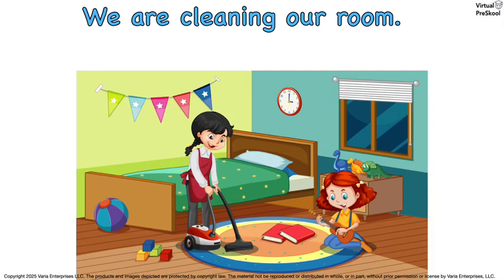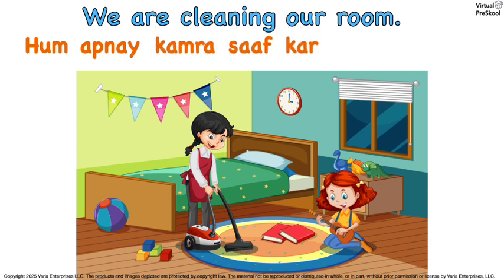Okay, we are cleaning our room. हम अपने कमरा साफ कर रहे हैं. And actually, this one is slightly incorrect. We wouldn't say apne kamra, we would say apna kamra. Hum apna kamra saaf kar rahe hain. Okay? So it wouldn't be apne, it would be apna.